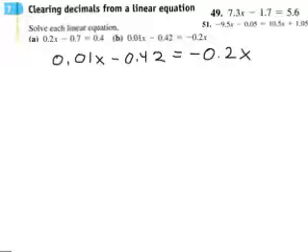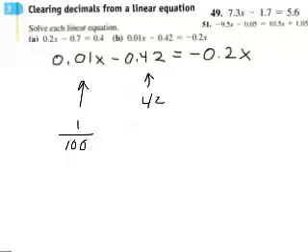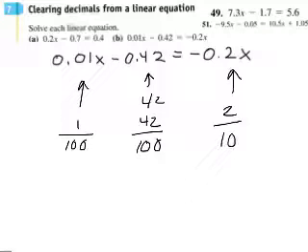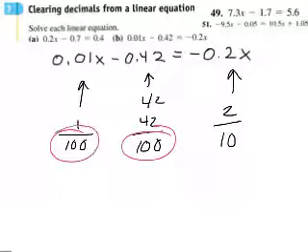Problem B here, you can see that we have hundredths place and we have tenths place. So the least common denominator, if you think about it, because we're dealing with hundredths, this one is 1/100th. This one is 42 hundredths. This one is 2/10. So the least common denominator would be hundredths. See?